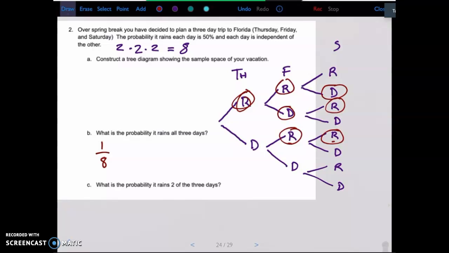Rain, rain, dry. Doesn't even sound like a word anymore. Dry, rain, dry. That's only 1 rain. Dry, dry, rain. That's only 1 rain. Dry, dry, dry. That's only 1 rain. So it's going to rain 2 out of the 3 days. 1, 2, 3 out of 8. The probability would be 3 out of 8. That one's a tough one. Probably the toughest one.